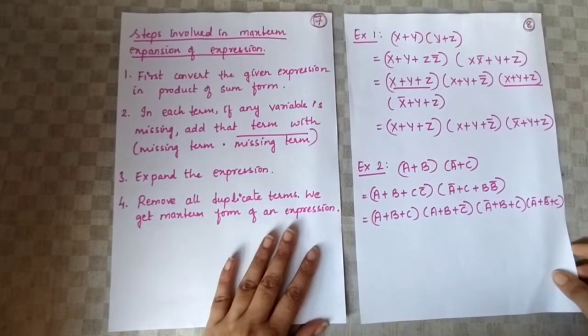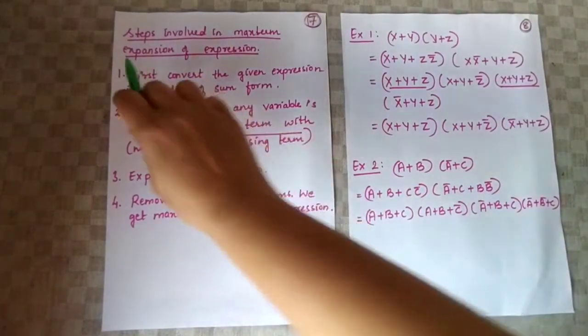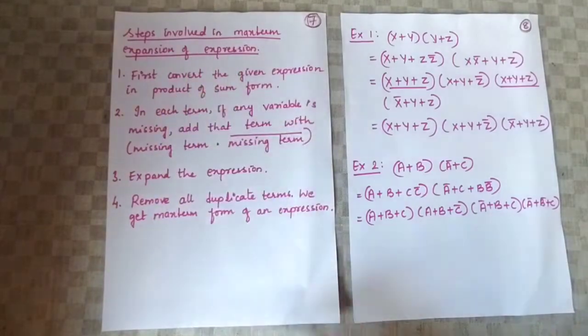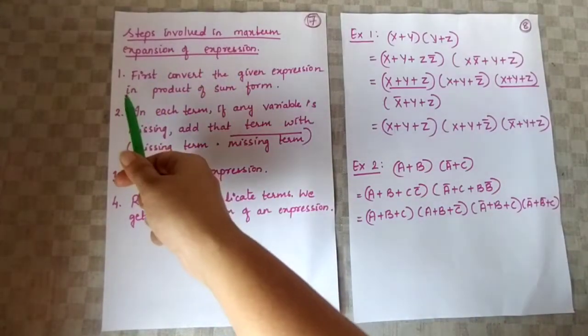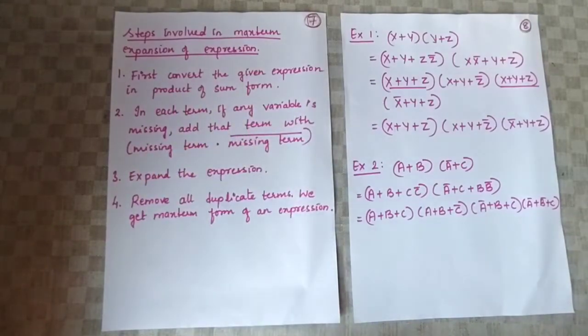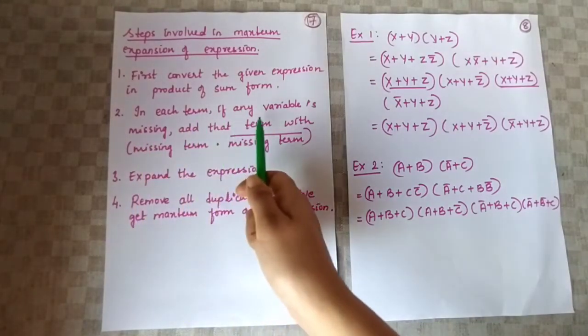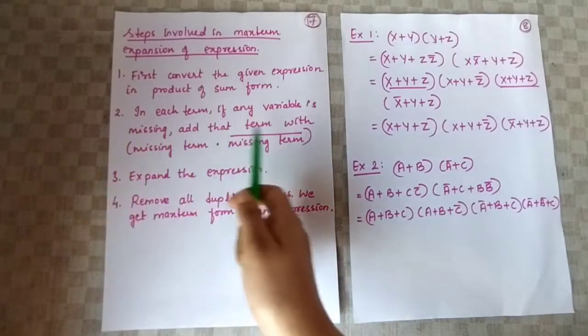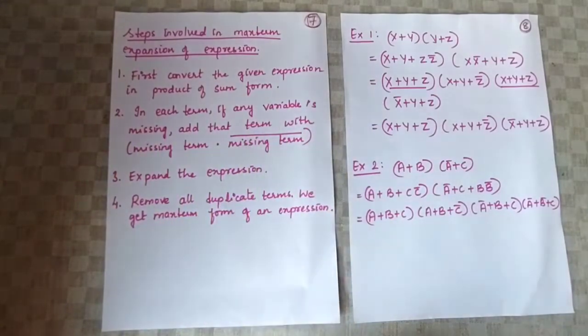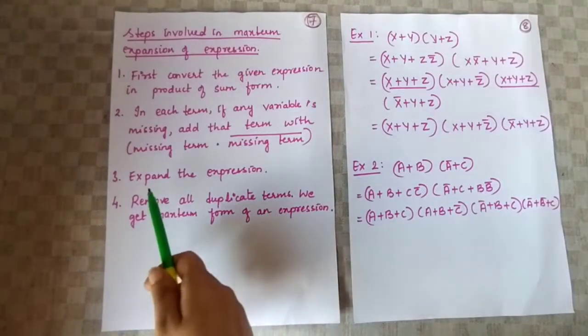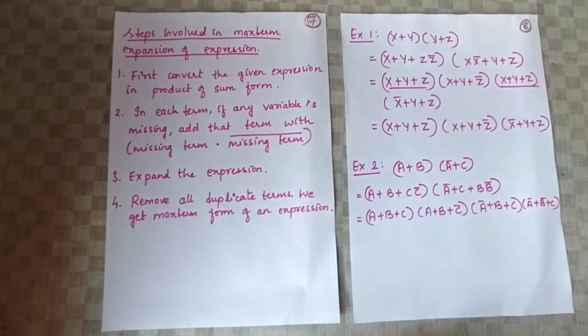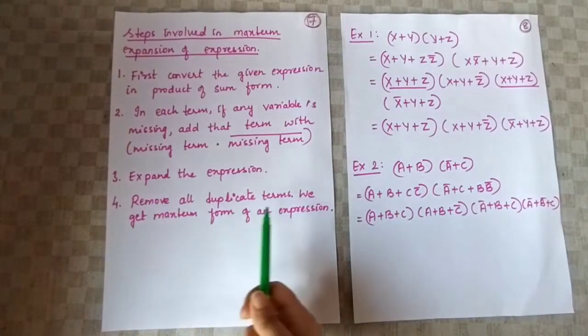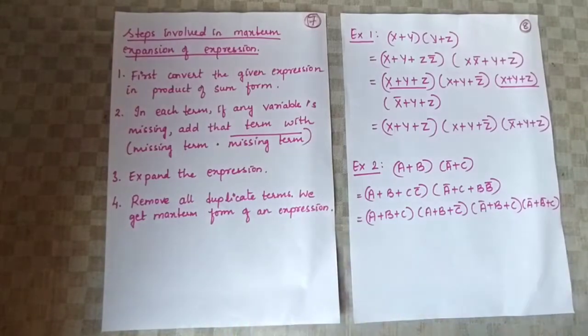So let us see with an example. Here are the steps involved in max term expansion of an expression. First, convert the given expression into product of sum form. As we have seen in the previous examples, there are products with different sums. How do we convert this into product of sum form? In each term, if any variable is missing, then add to that term the missing variable multiplied with its complement. After adding that, you have to expand the expression. After expanding the expression, remove all duplicate terms. We get the max term form of the expression.